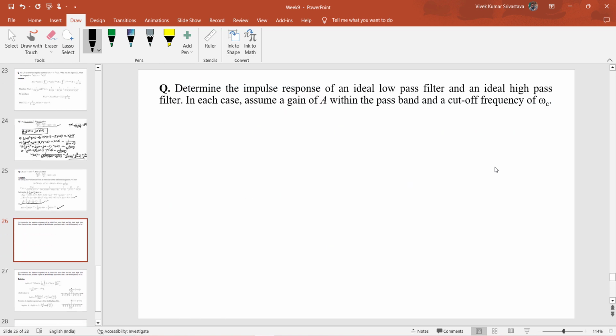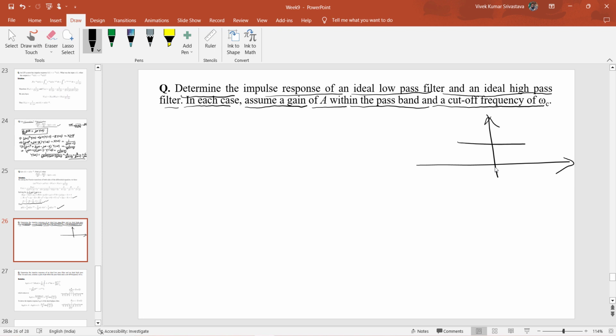So now moving to the next problem. Here the problem states: determine the impulse response of an ideal low pass filter and an ideal high pass filter. In each case assume a gain of A within the pass band and cutoff frequency of ωc. So here we have to determine the impulse response of the low pass filter, first of all the ideal low pass filter.